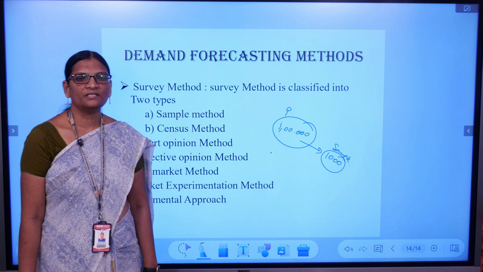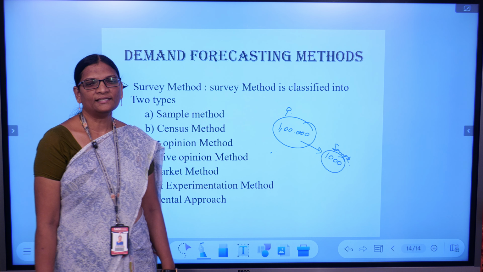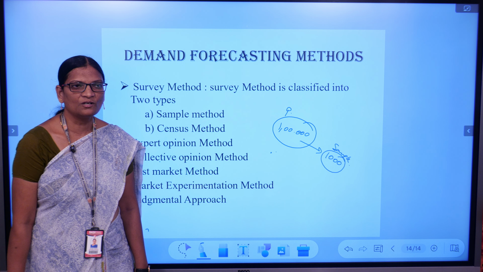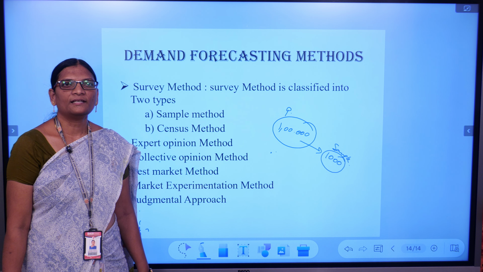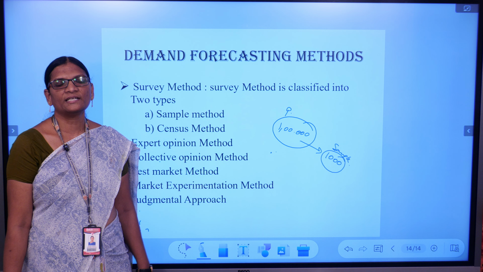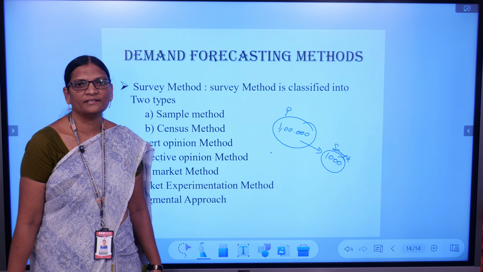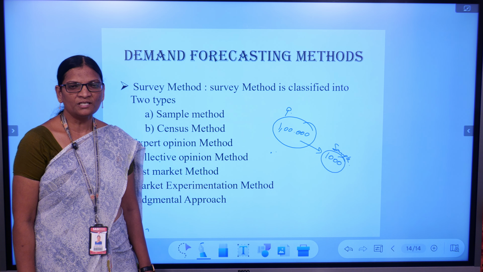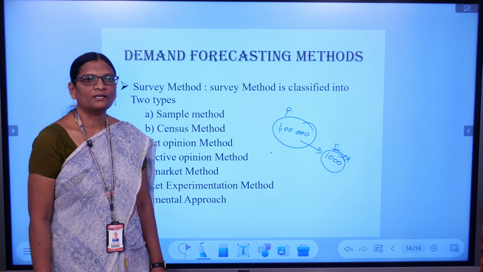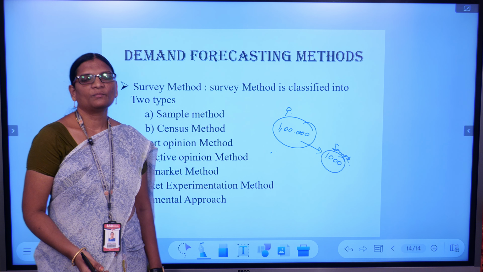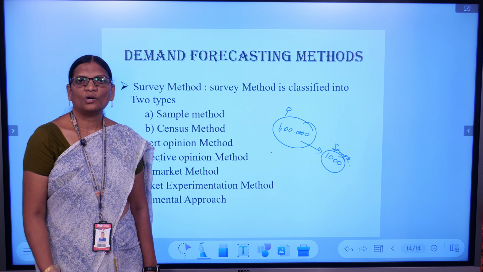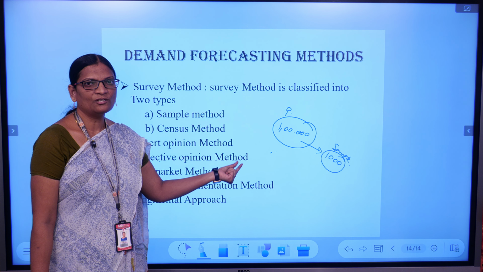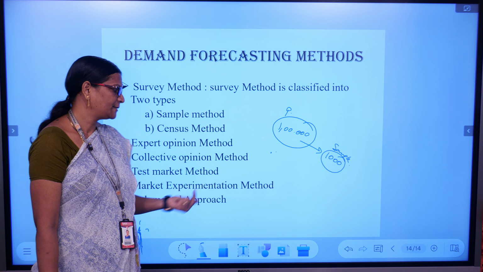Next, collective opinion method. Here the analyst will go to the retailers and ask questions relating to the customers, because retailers know the pulse of the customers. Retailers can know the taste and preferences of the customers, because retailer and customer have day-to-day connections and day-to-day conversation. So in this method we are not directly approaching the customers, we are approaching the retailers only, because retailers can tell the accurate information relating to the taste and preferences, wants and needs of the customers. So in this method we are meeting the retailers in order to collect the information regarding the demand.